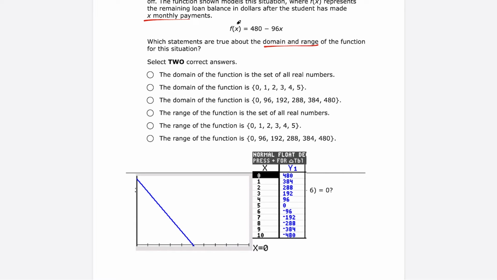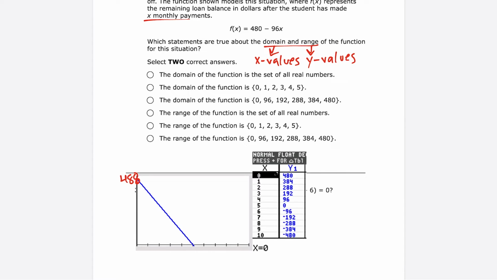So now to finish off this question, the domain is the set of all possible x values, and the range is the set of all possible y values. So now let's think about this in the context of the question. Once again, f of x represents how much money the student still owes. In the beginning, they owe $480, and they keep making payments of $96 each month.